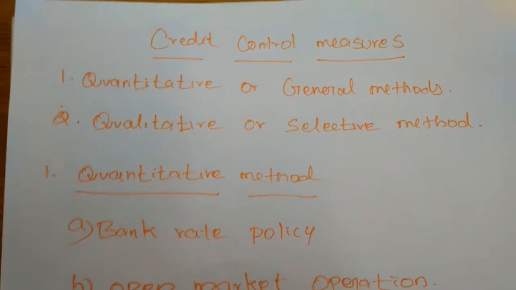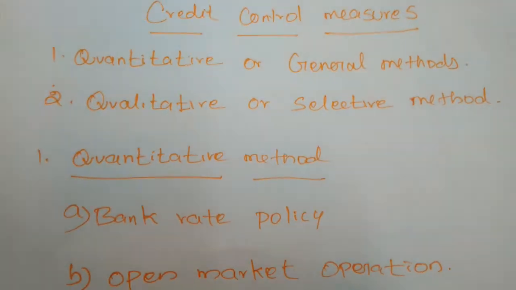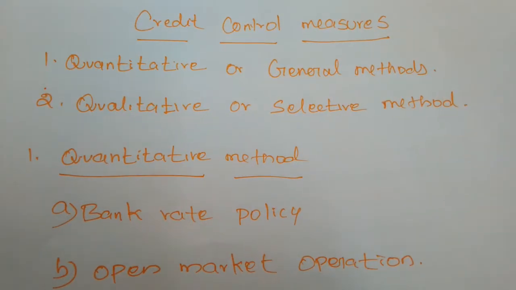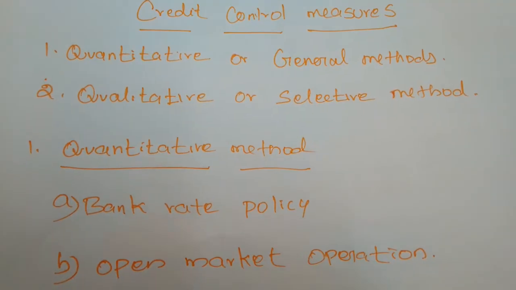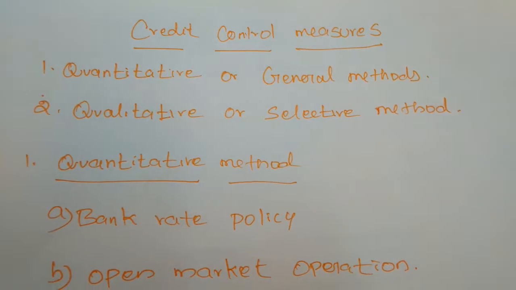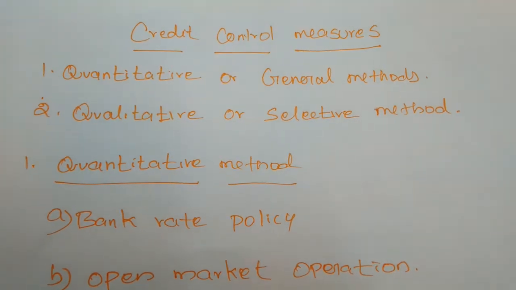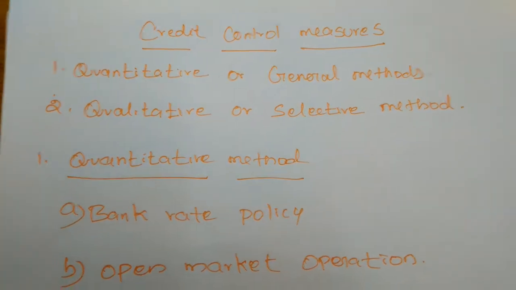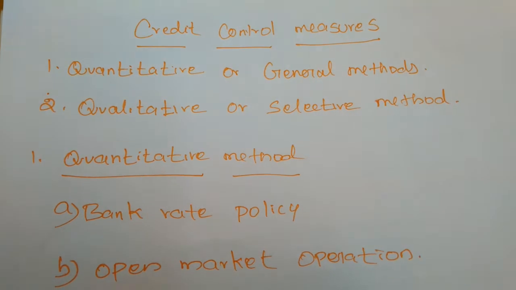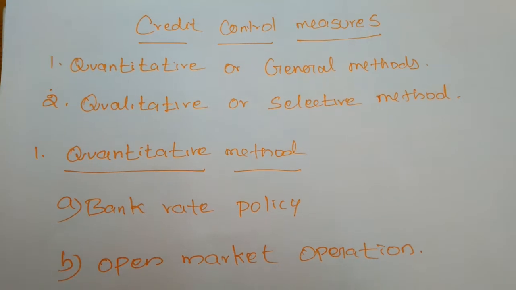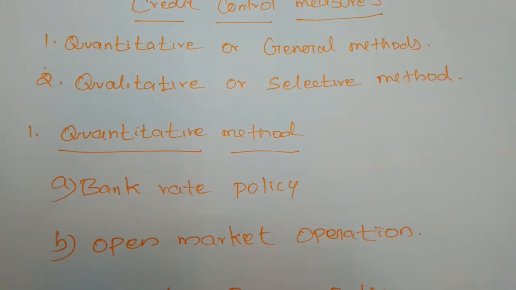Credit control measures. We have already studied the problems of excess money supply and some of the drawbacks of inflation and deflation situations. Because of that, the Reserve Bank of India has to control the credit facilities provided by the Reserve Bank of India and the commercial banks also. We have studied many problems of credit facilities provided by the commercial banks, so the Reserve Bank of India must take actions to control the credits.